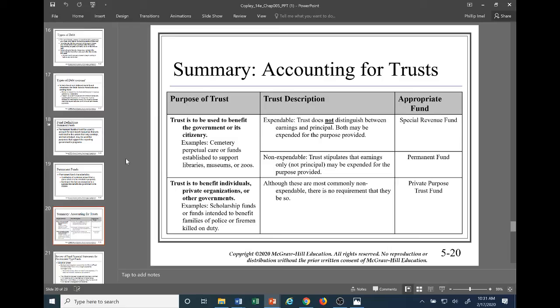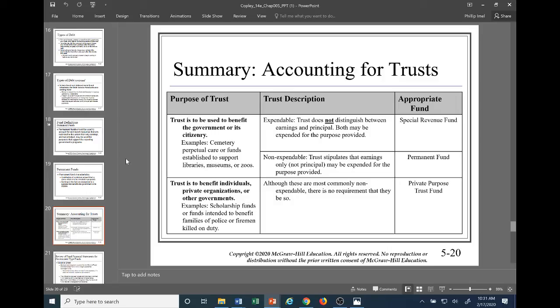Right. Awesome. So if the purpose of the trust is to benefit the government or its citizens, then we know it's a governmental fund, but it has to be either special revenue or permanent. The way we decipher which one to use is the description of the trust, whether it's expendable or non-expendable. Non-expendable, permanent. Expendable, special revenue. Okay. Next, if the trust is to benefit individuals, private organizations, or other governments, we need to use what type of fund? Private trust. Right, and that is what type of fund? Fiduciary, right. And it's going to be a private purpose trust fund.